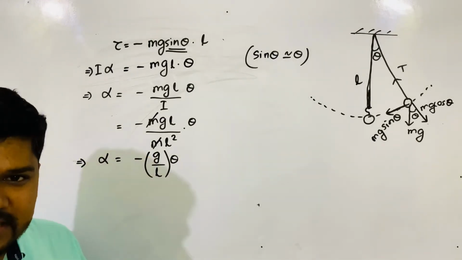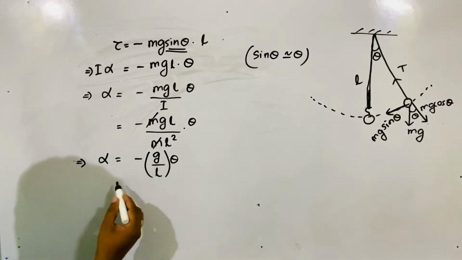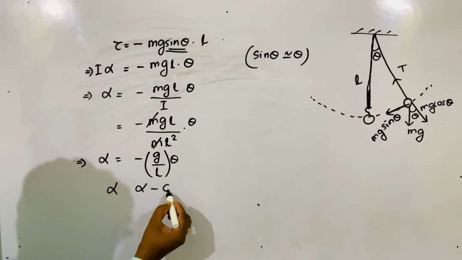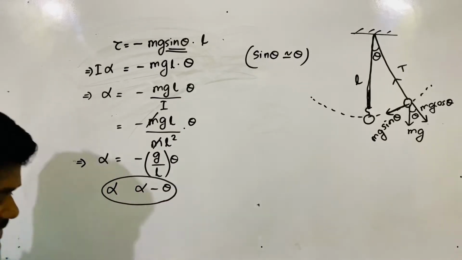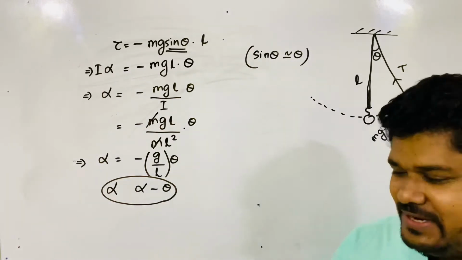G is constant. Length of the pendulum is constant. So how does alpha depend on theta? Alpha is directly proportional to minus theta. Got the condition? Now you got the condition. So what line will you write here?